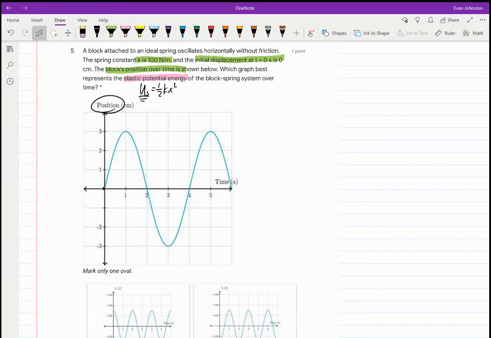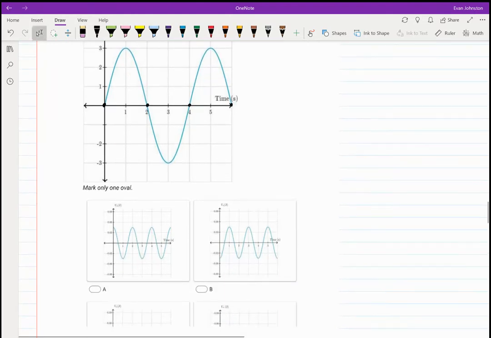Sorry about that. Looking at this, in the beginning, our displacement or position is x. Wherever x is 0 in this equation, our potential energy is going to be 0. So we're at 0 here. We're at 0 at 2 seconds. We're at 0 at 4 seconds. We're at 0 at 6 seconds.